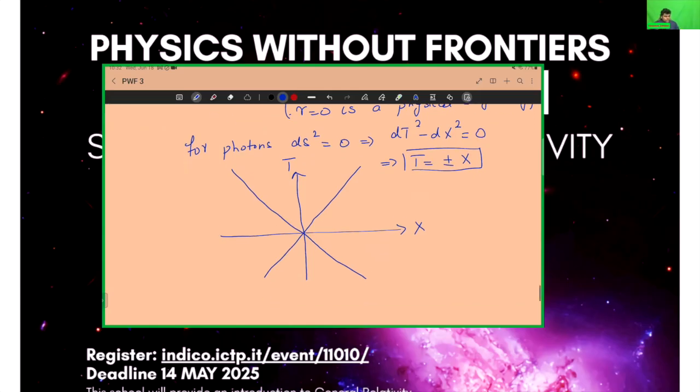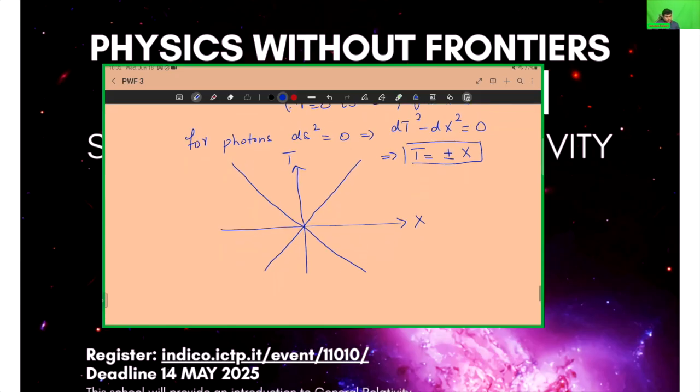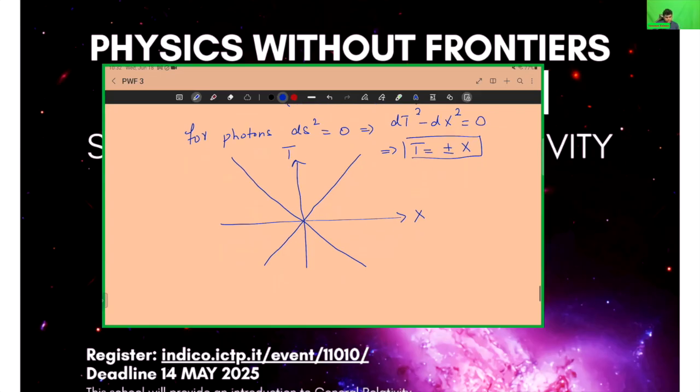Okay, so let's see if I have to introduce another thing. No change. I think that's it, right? Yeah, okay. So let me plot some of the curves for this particular coordinate system. But let's see if there are some questions before I do that.